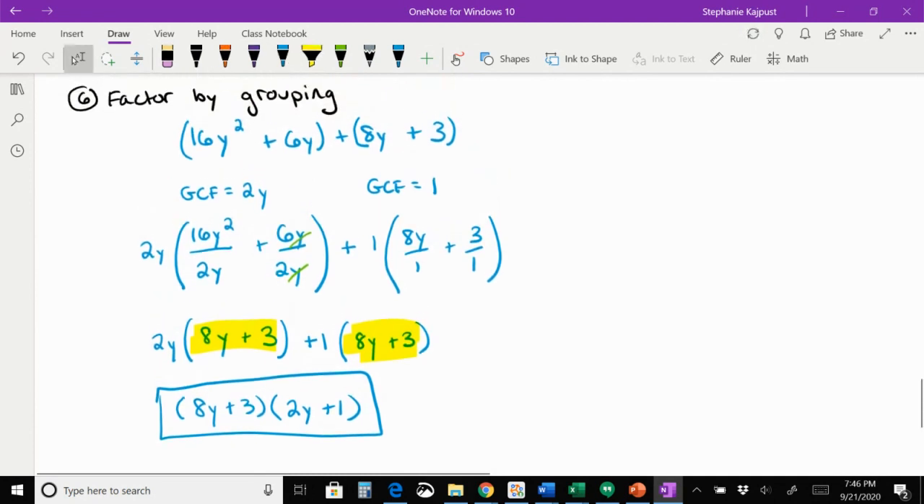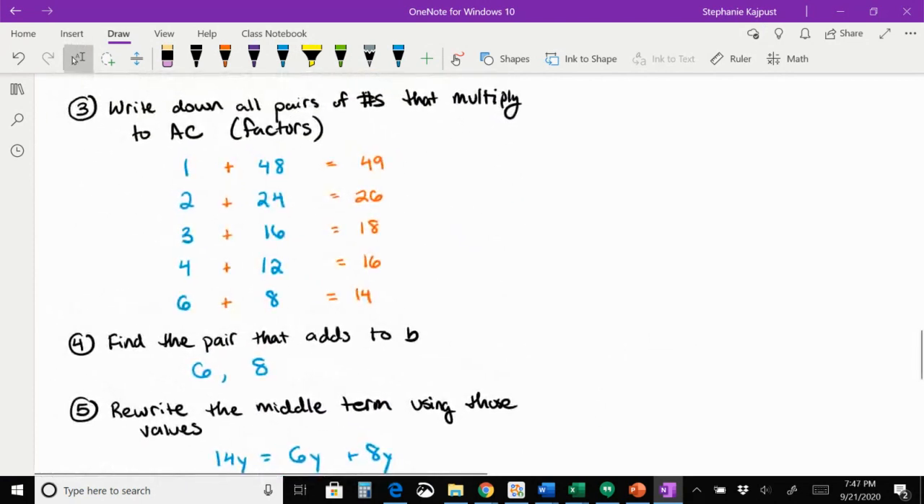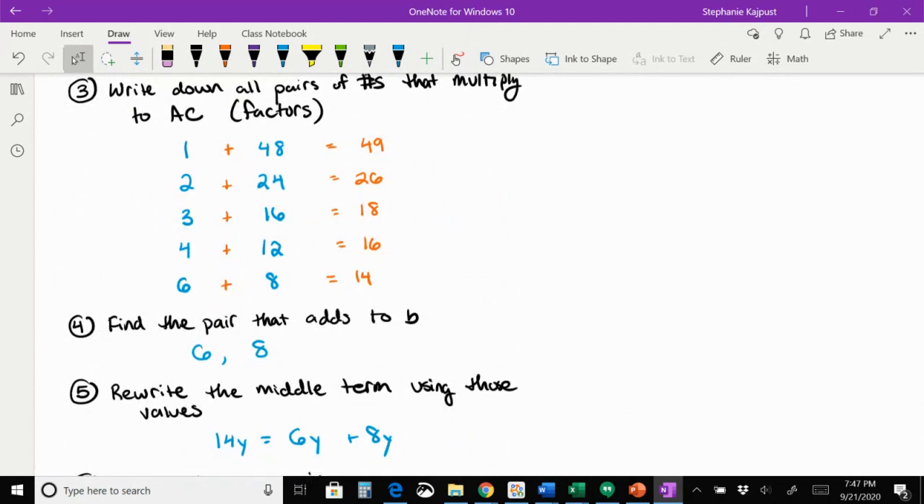If you can factor by grouping, it's pretty simple. The hardest part is probably just finding the greatest common factor, and it's usually not too bad. And then you just have to do some division. But to get to that factor by grouping part, you have to make sure that you find all of your pairs. You have to multiply A times C, and then find the correct pair so that you can rewrite that middle term. So that's the hard part, where you have to kind of do some guessing.